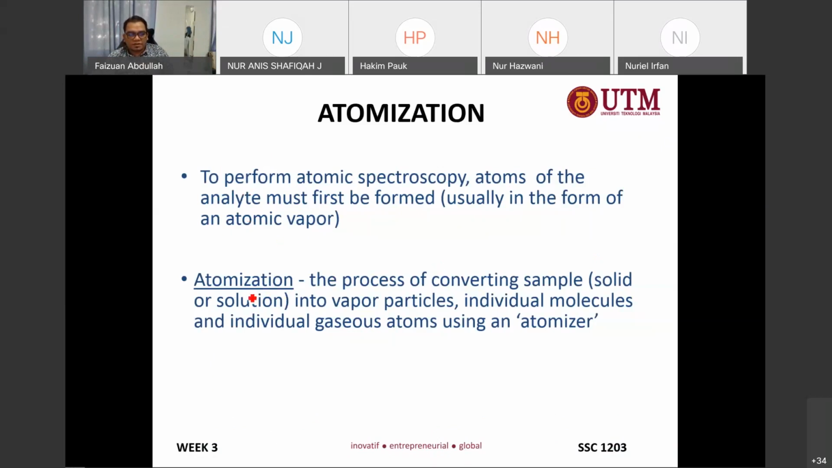Okay. So the atomization process is the process of converting the sample. Normally we need to have a solution sample. If we have a solid sample, we need to digest or dissolve it. We learned the sample preparation, right? So we need to digest or dissolve our sample so it will be in the form of solution. The atomization is a process of converting the sample into vapor particles, individual gaseous atoms, using an atomizer. That is the purpose of the atomizer in our instrument.